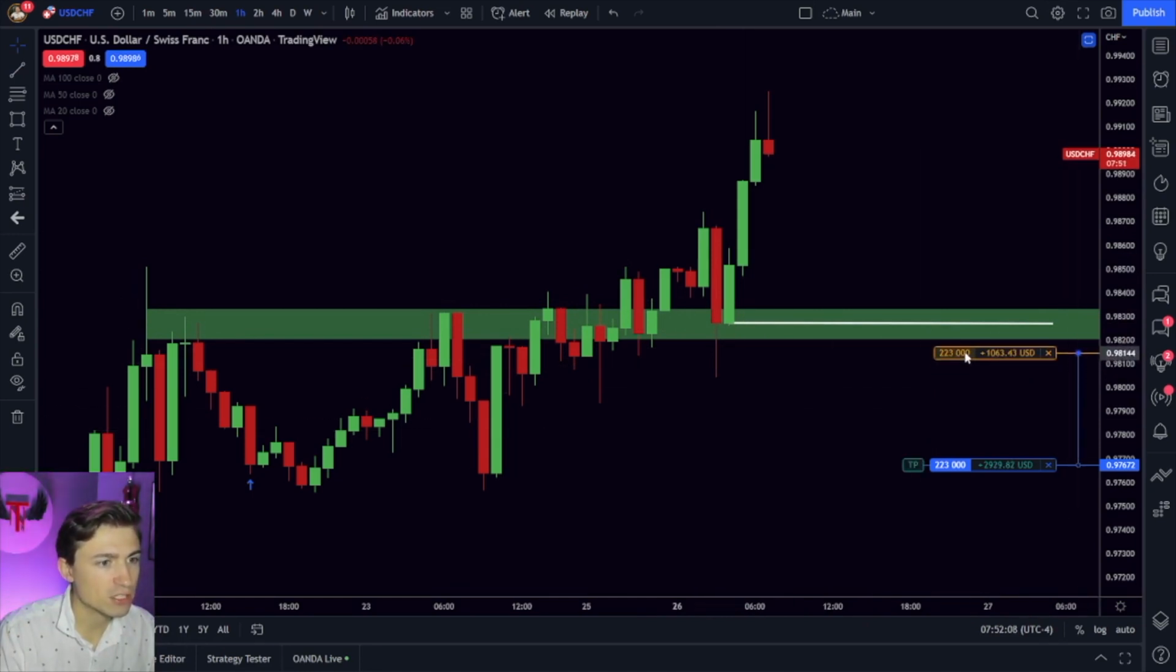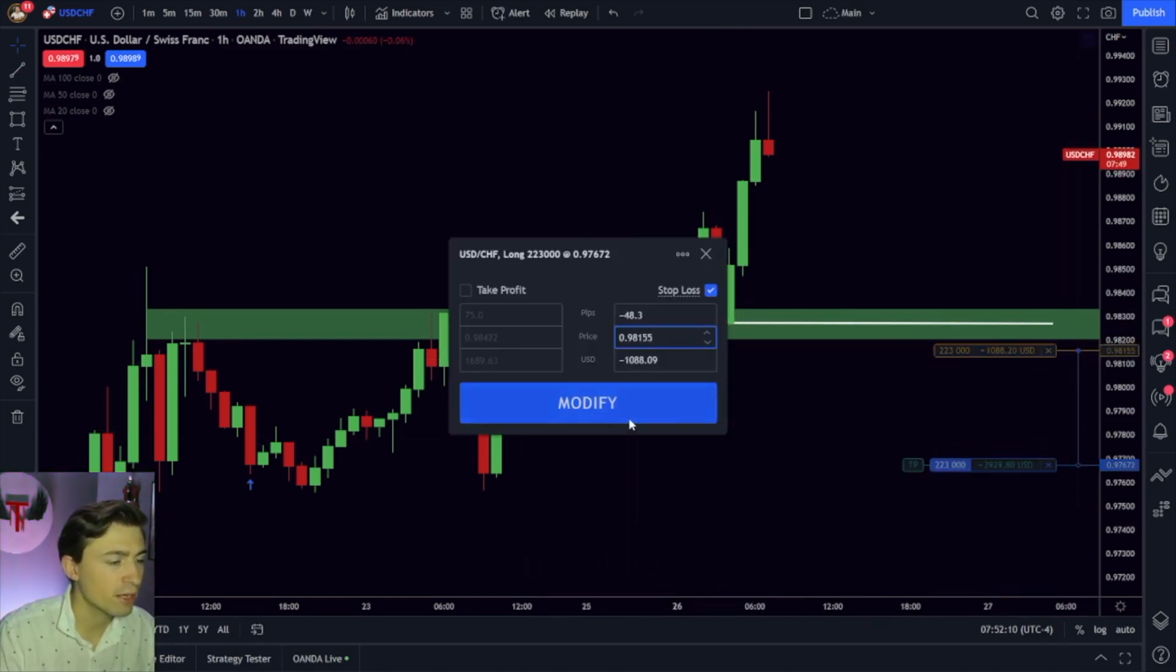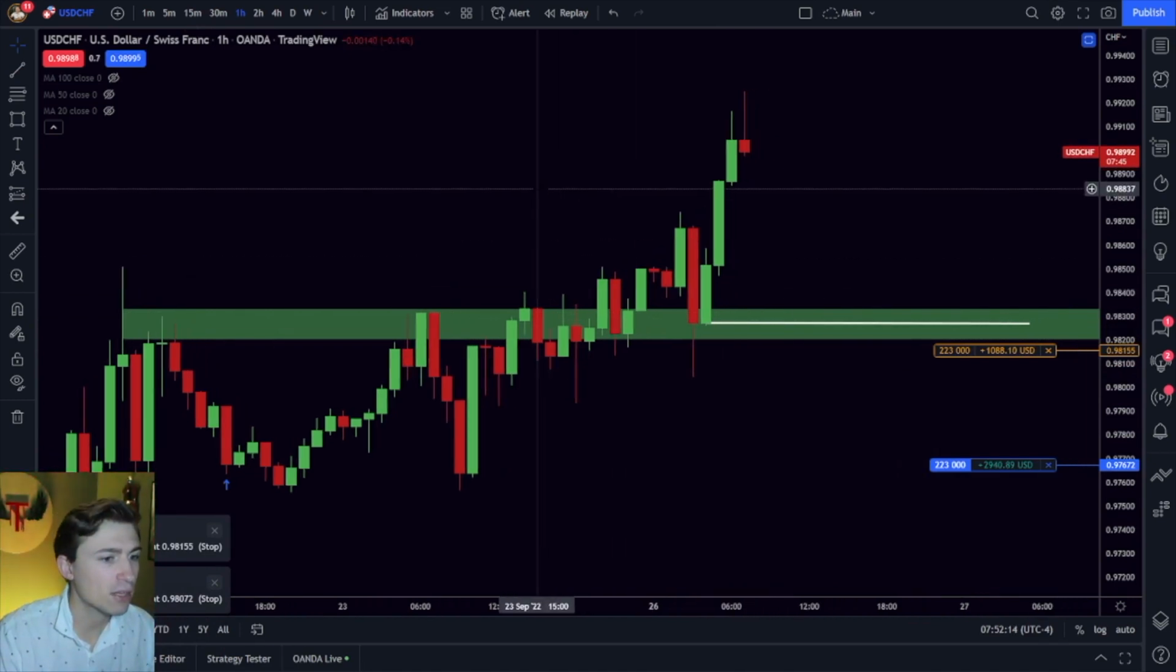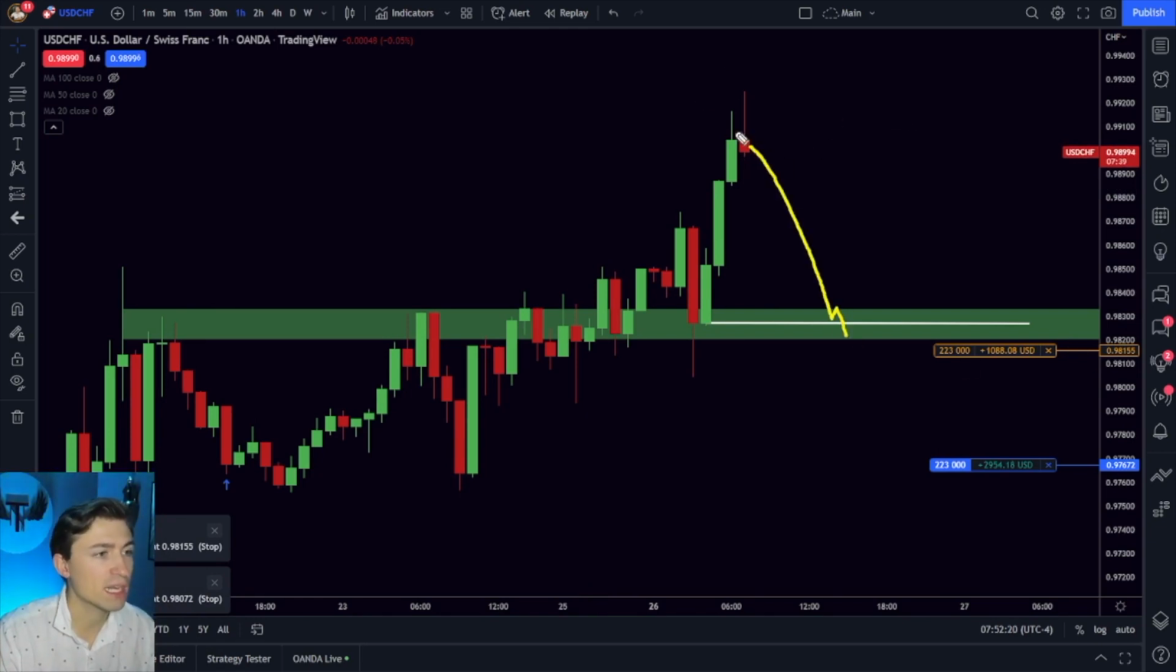So let me actually lock it in just a little bit tighter there. So we'll go right there beneath our zone. So we're locking in $1,088 on this trade in the worst case scenario, meaning if this thing were to collapse back the other way without making any moves higher.